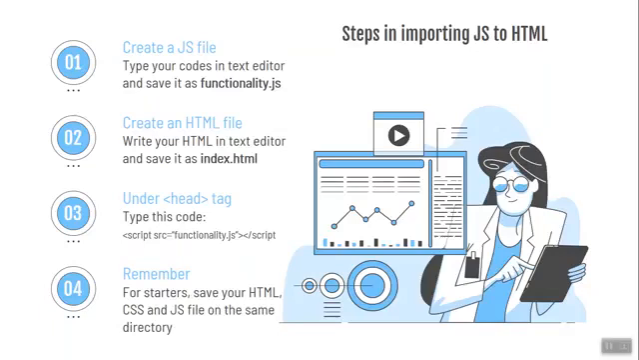The third step, under the head tag of your HTML, is to type this code: the script tag with a src attribute equal to functionality.js. We are going to load functionality.js so that it would control the elements inside the HTML file. You will just type this inside the head tag.